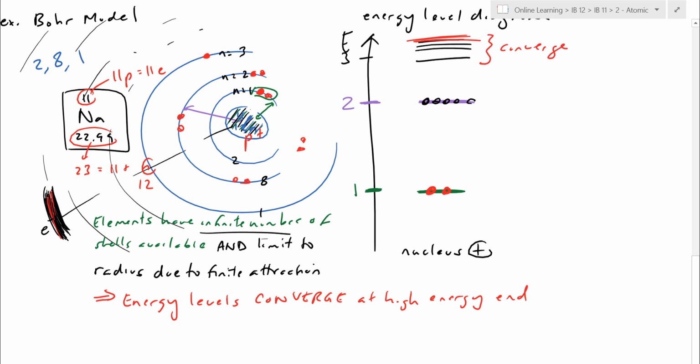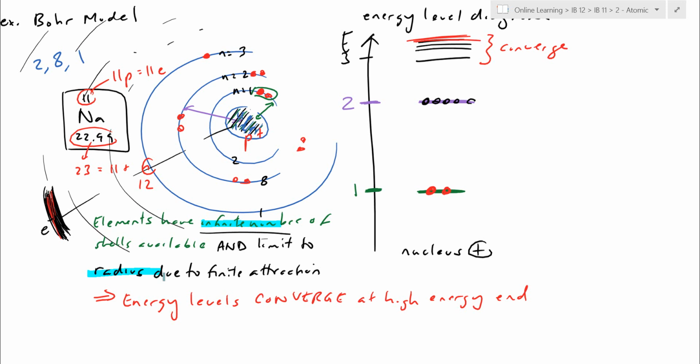The energy shells are actually closer together as I go to shell 4, shell 5, shell 10, shell 1000. And that sort of puts both things together. Yes, you are allowed to have an infinite number, but you also have a limit to your radius. So the only way to keep those 2 things together is to have those energy levels converge. And it is always converging at the high energy end. It's converging at the outside end.